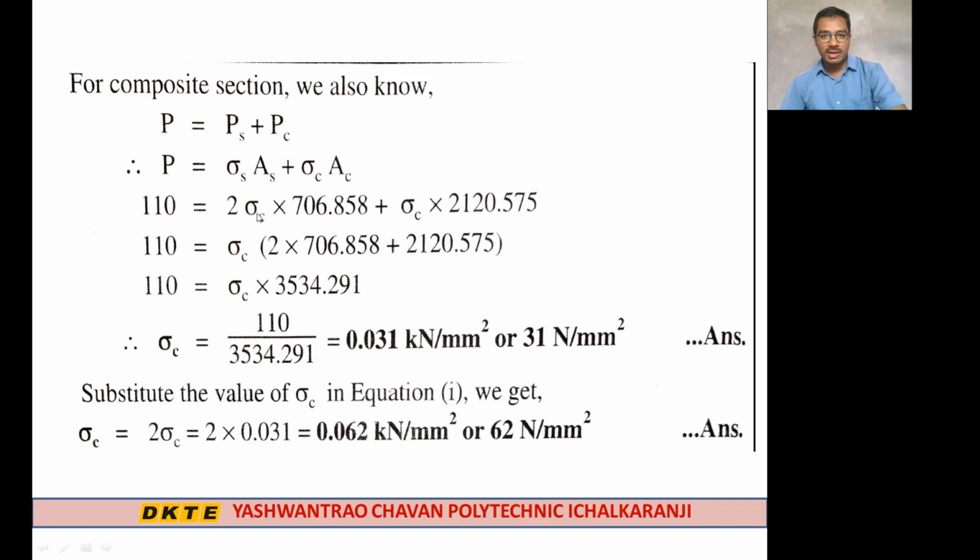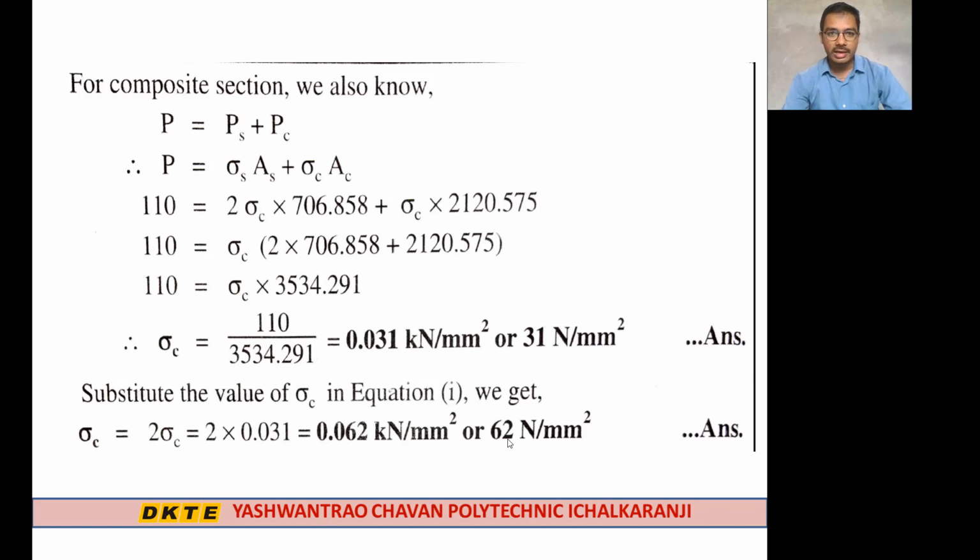Sigma S is equal to 2 times sigma C. We have calculated AS above, put sigma C, and AC is what we calculated above. Again here we can take sigma C common, and we will get the value of sigma C is equal to 31 Newton per millimeter square. Therefore steel is its double. Sigma S is equal to 2 times sigma C, 2 into 31 is equal to 62 Newton per millimeter square is the stress.